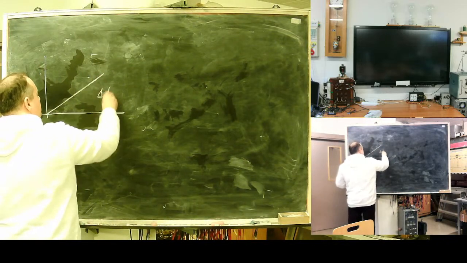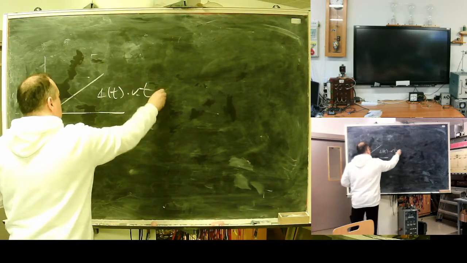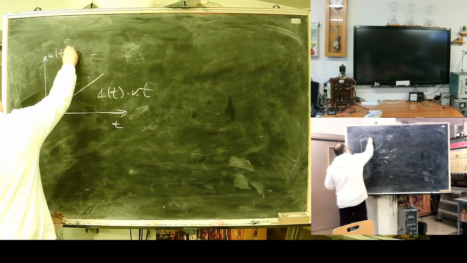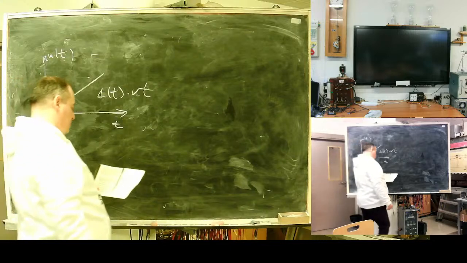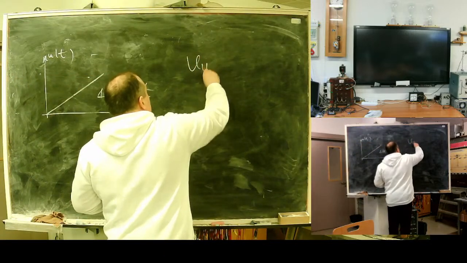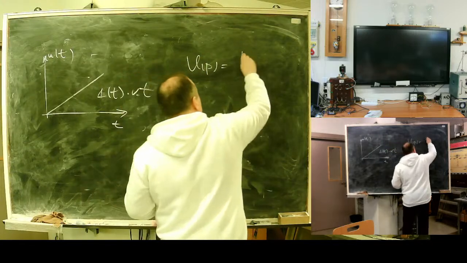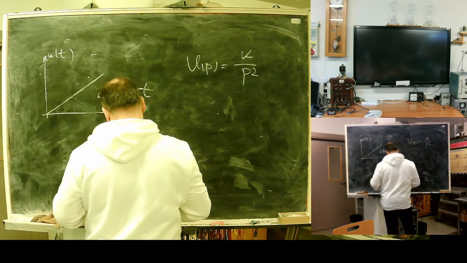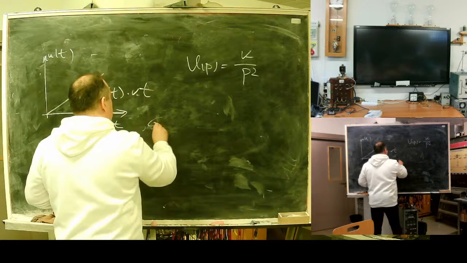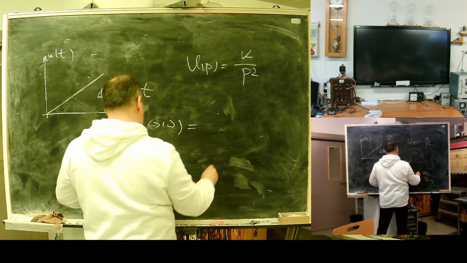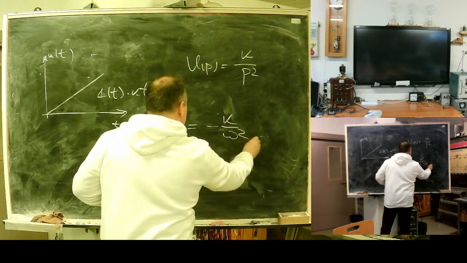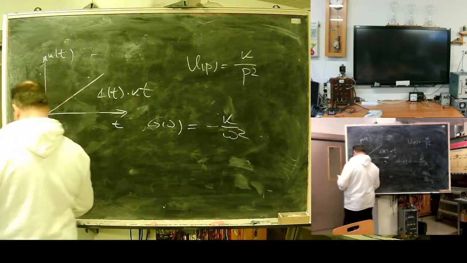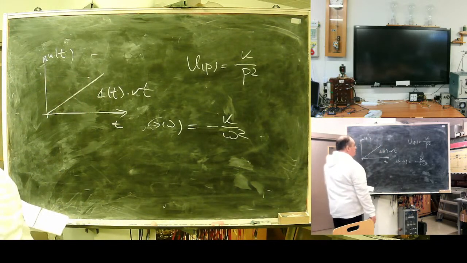Linear growth multiplied by k. Linear growth will have its image as k divided by p squared, and spectral function as minus k divided by omega squared. A popular thing in control systems.